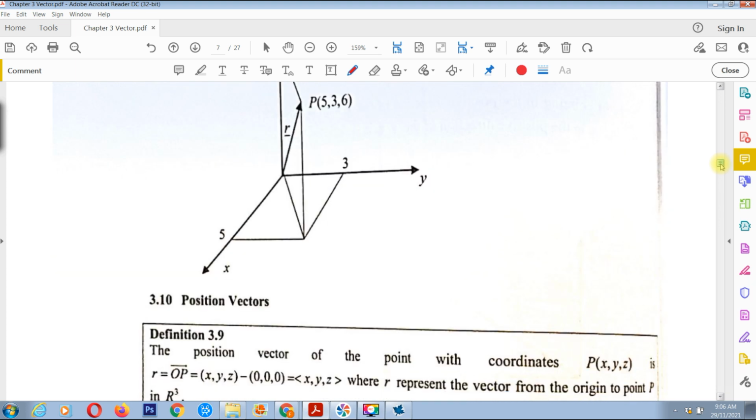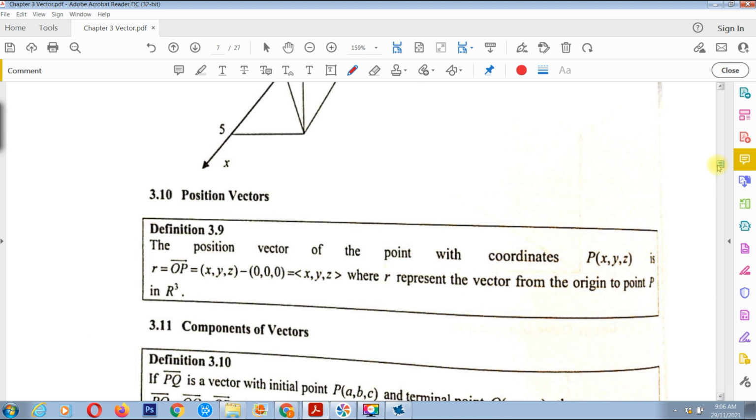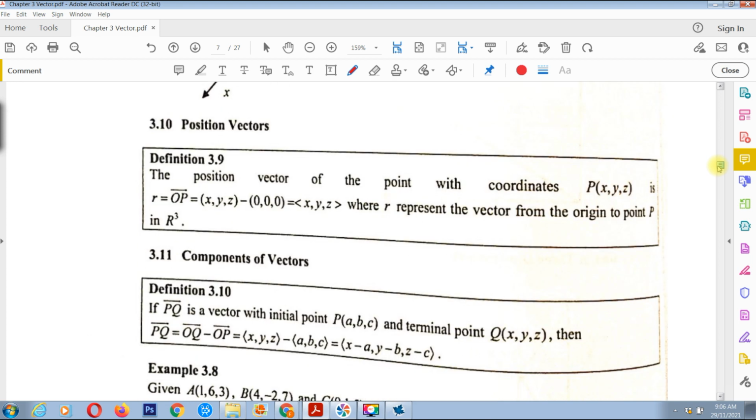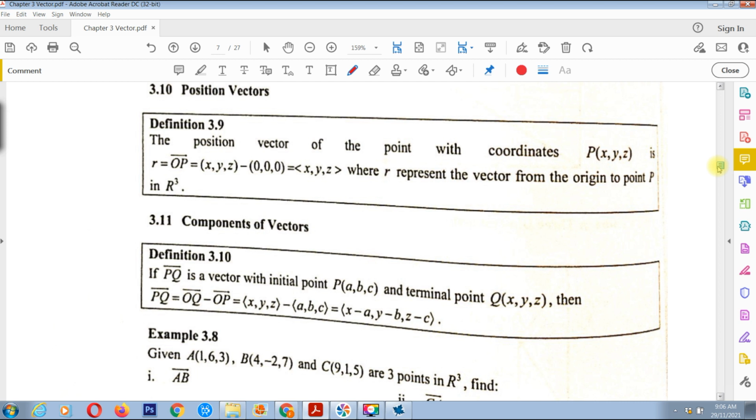Okay, so now position vector. Position vector means we have a point P with coordinates x, y, z, in a position OP, where from the origin, meaning it comes from here, 0. So R3 means x, y, z. So 3 positions, component of x, y, z.